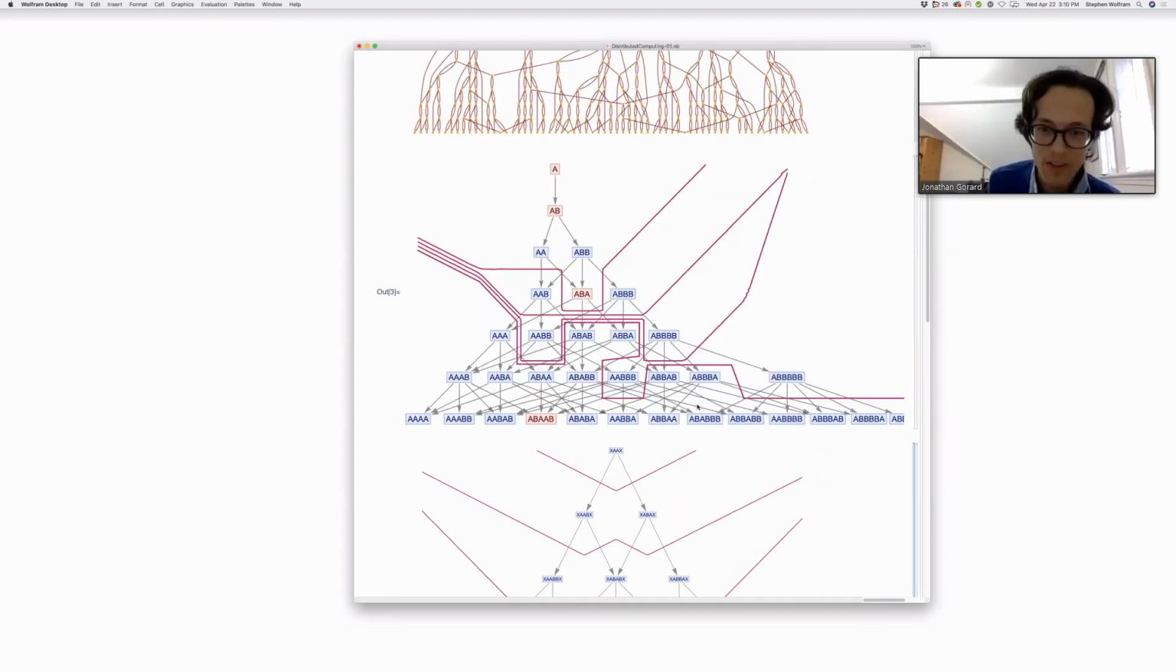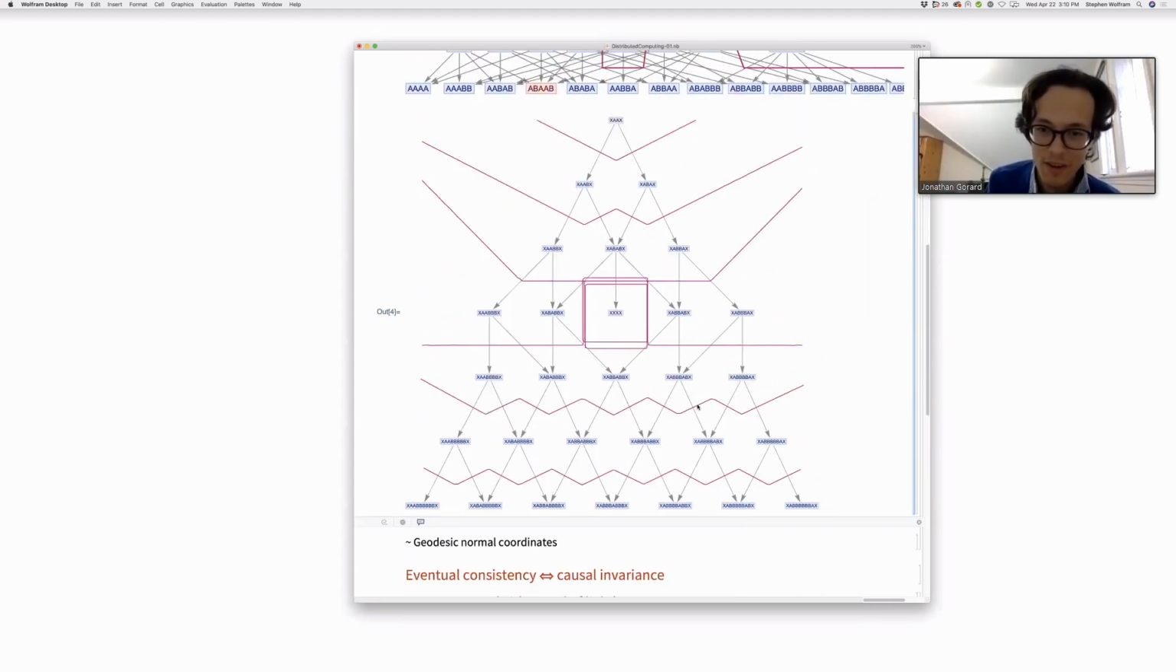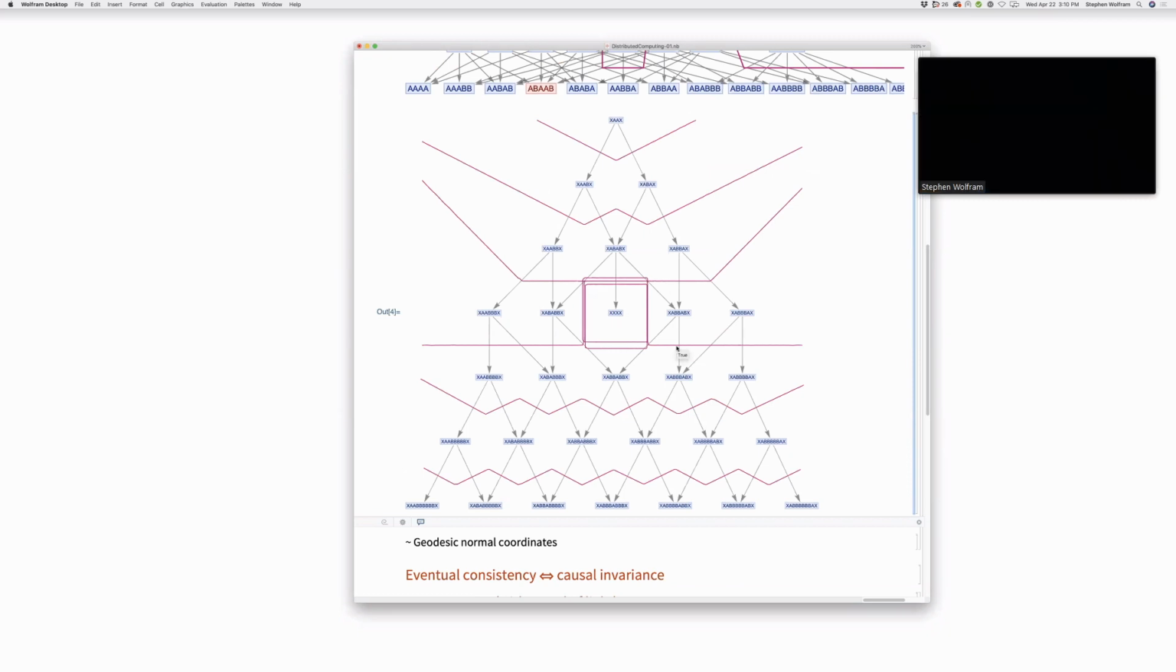Actually, yeah, that's a good point. If we ignore the singularity, then this is an example of something. Well, actually, these are all basically flat. So I'm still not understanding.